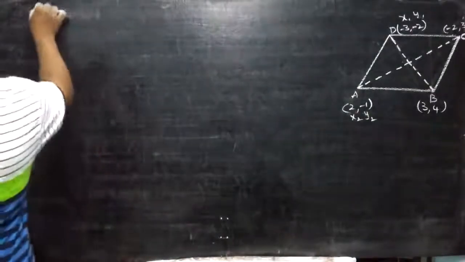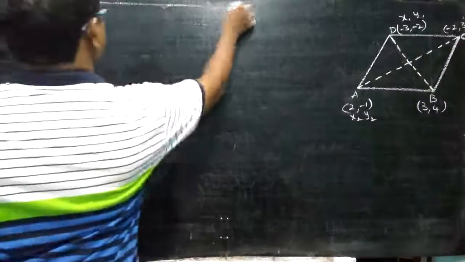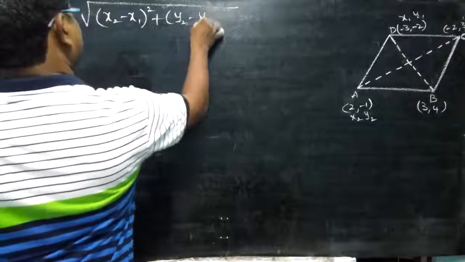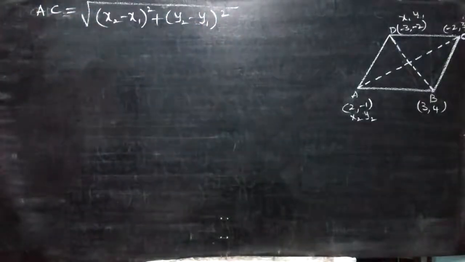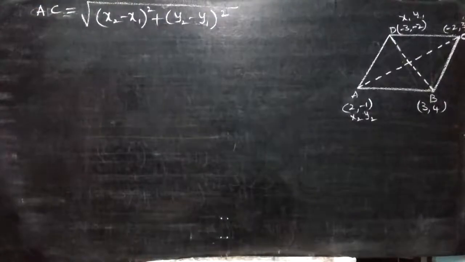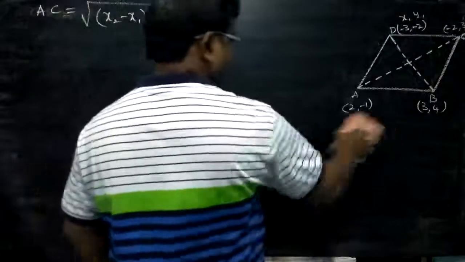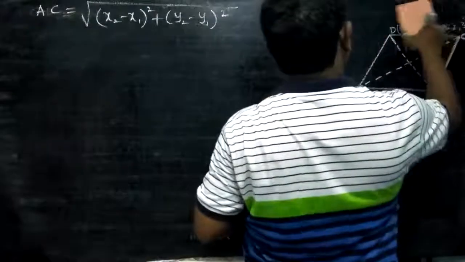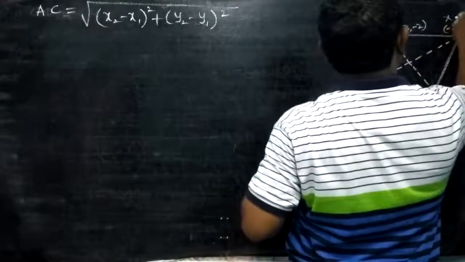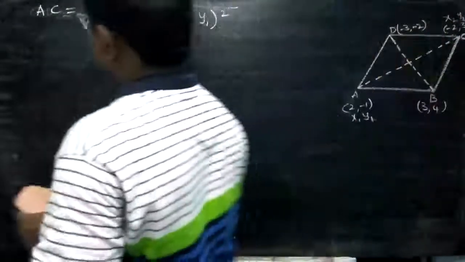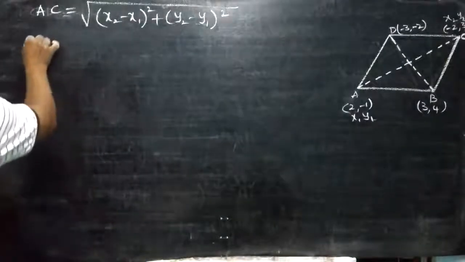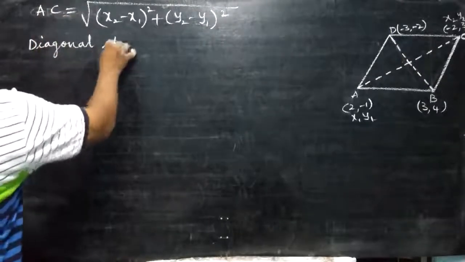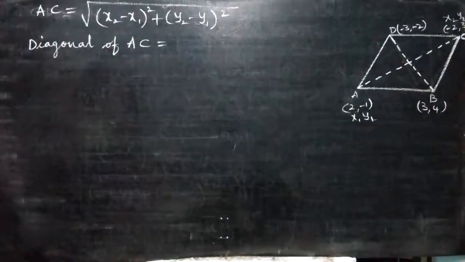First we will find AC. AC means same formula. (x2 minus x1) whole square plus (y2 minus y1) whole square. Same formula. Now we are thinking A as x1 y1 and C we are thinking as x2 y2. Diagonal we are finding. Write that word, diagonal of AC. Before, we found sides, write that word side. Side AB, side BC, write.